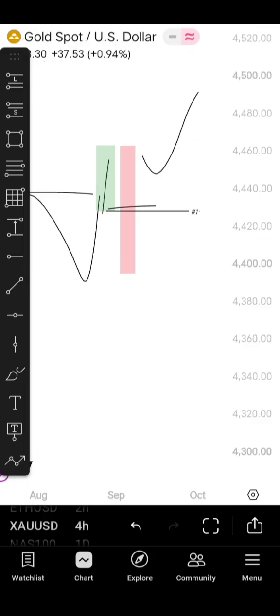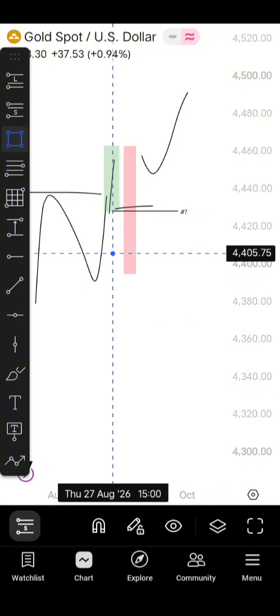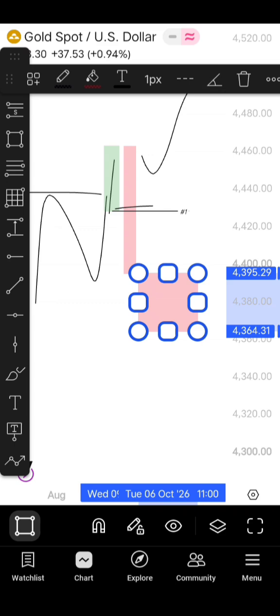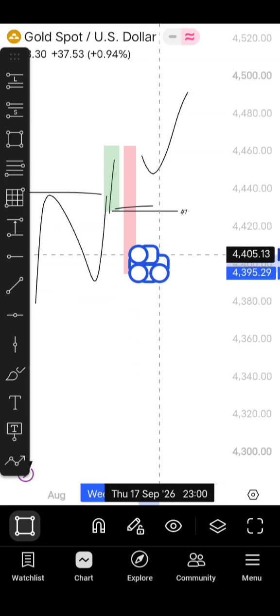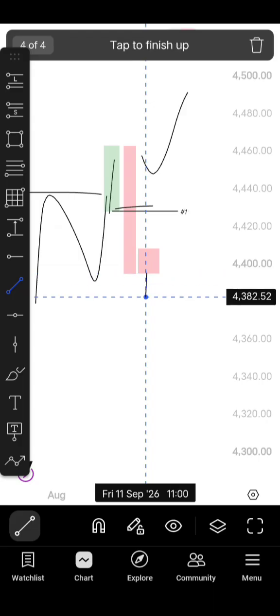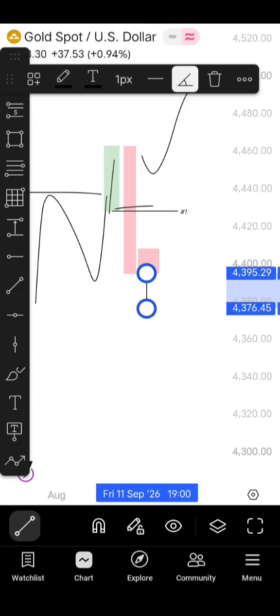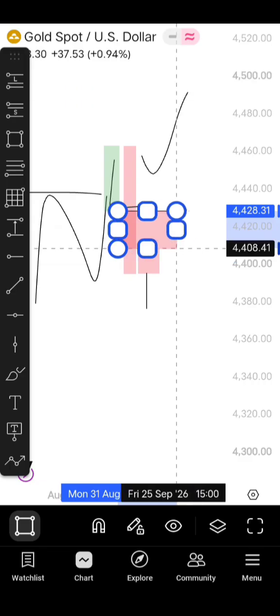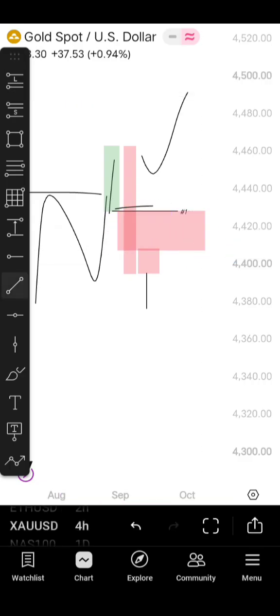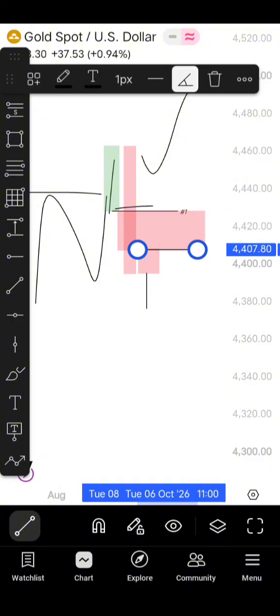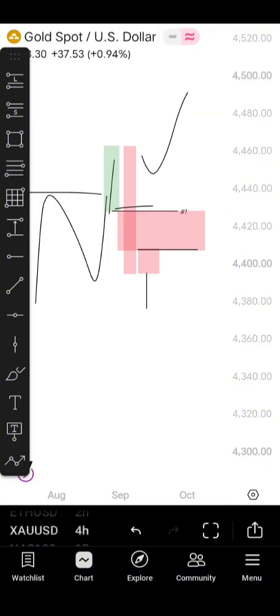Now let's talk about the second entry model. For example, the third candle comes here and also makes a bearish or a bullish candle, it doesn't matter, just another candle. And if you get the FVG here, then this will be your model 2.